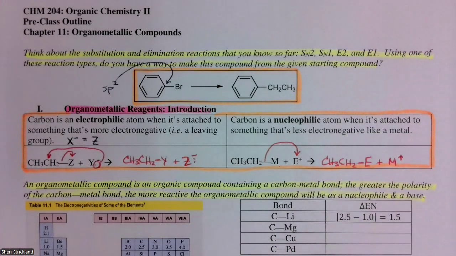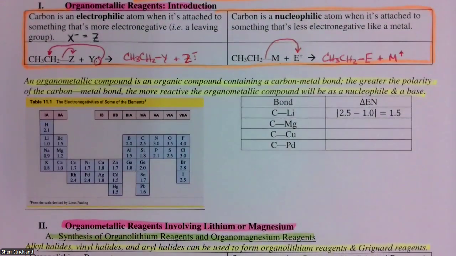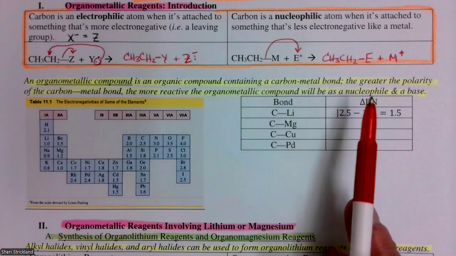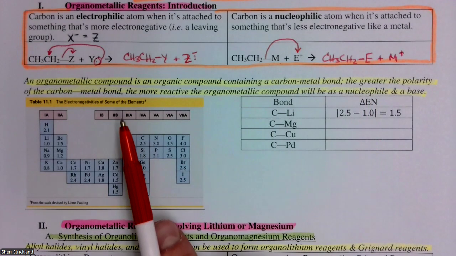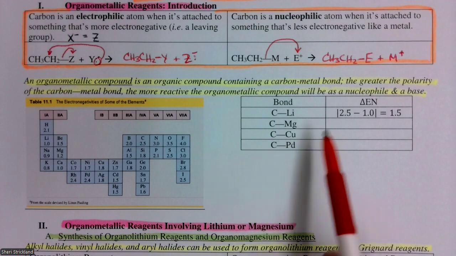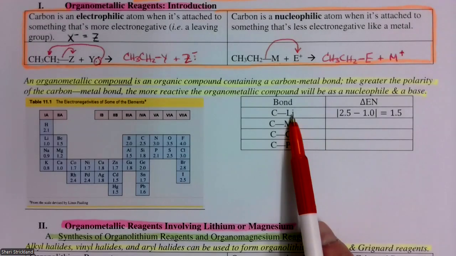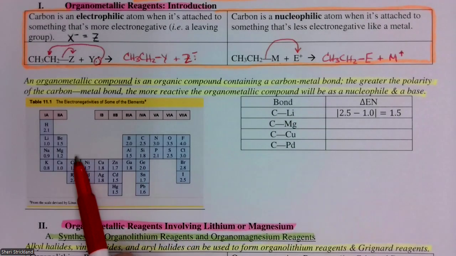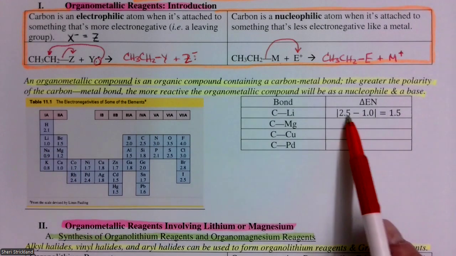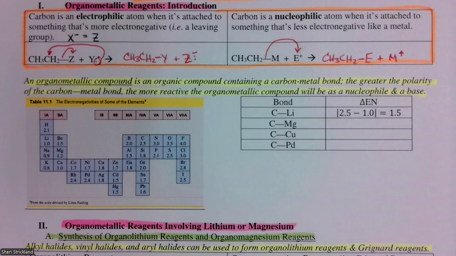Okay. All right. So the ones that we're going to talk about involve some of the metals here. And so any organometallic compound has a carbon metal bond. And the greater the polarity of the carbon metal bond, the more reactive the organometallic compound will be as a nucleophile and a base. So we're talking about the difference in electronegativity between carbon and the particular metal. So this is lithium. So I'm going to go and snag the electronegativity of lithium to find out the difference in electronegativity between them. So I want you to pause the video and do these three and then come on back.